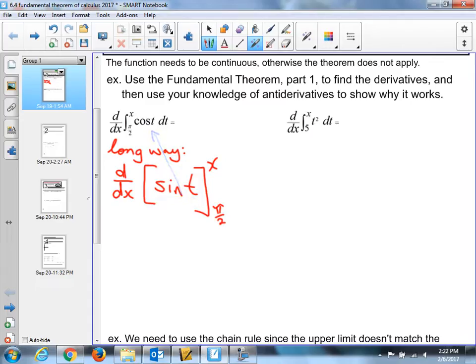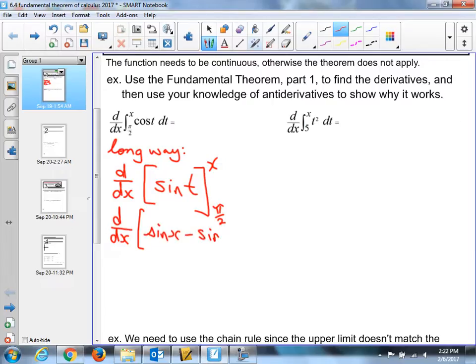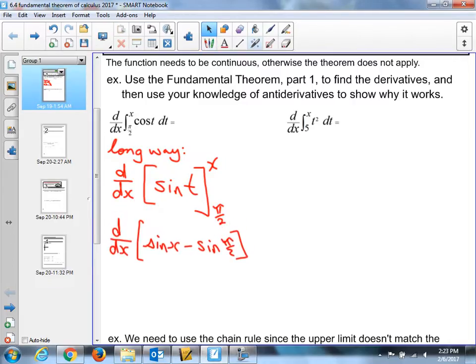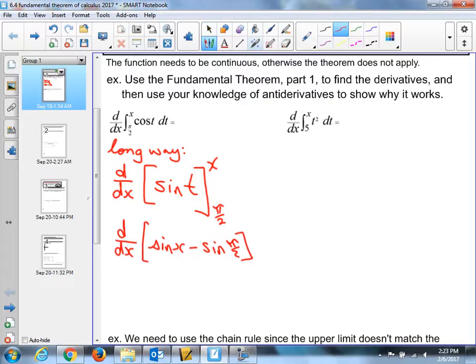So, all I have to do now is, in the brackets, I'll keep the derivative operator outside, is say that this is the sine of x subtracting the sine of pi halves. Okay? So that line's equal to the next line. So you can use equal signs. That's equal to the original expression.